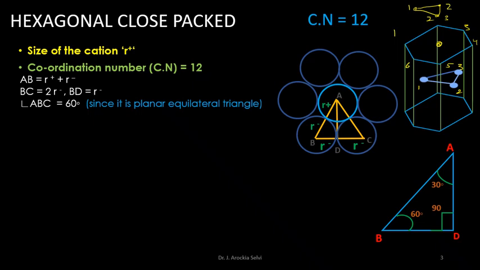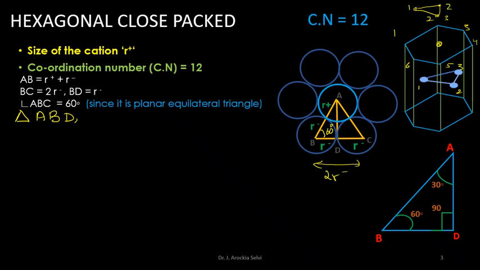Now you take the triangle ABD. It is an equilateral triangle, so the angle is supposed to be 60 degrees. So in triangle ABD, what is AB? AB is the summation of the radii of the anion as well as the cation, that is r minus plus r plus. And what about BD? BD is r minus. What about BC? BC is 2r minus.